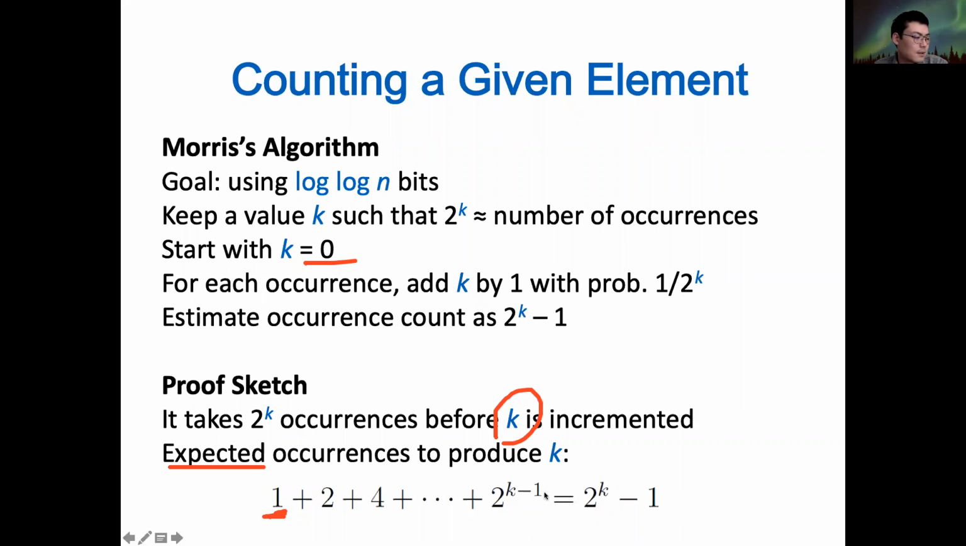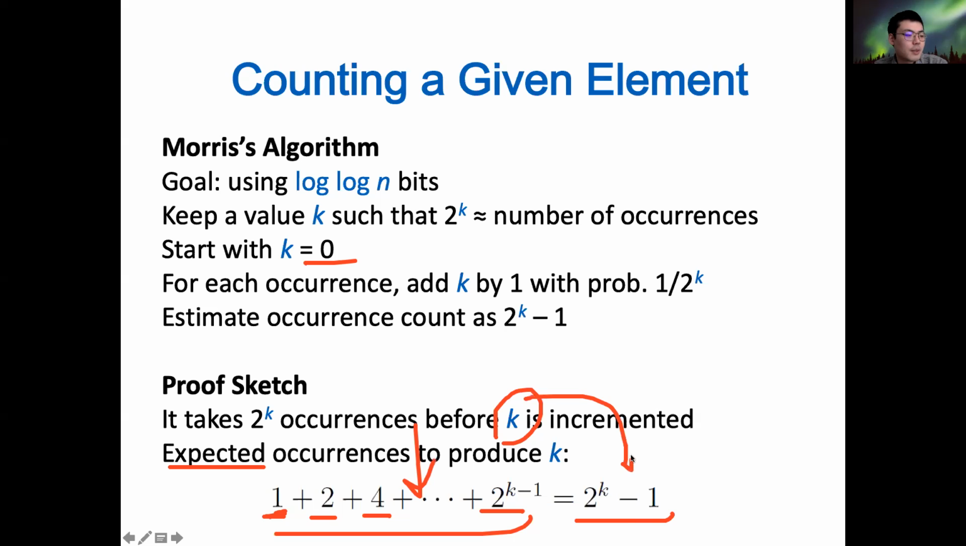And after that, your k equals 2, then the probability that you see an apple and increment k is 1 over 4. It means on average you need to see 4 apples before k becomes 3. By doing this, each time you multiply by 2, and you can use this formula to compute the summation. When you're at k, in expectation, you should have seen so many apples. So this is your number of occurrences on the left-hand side.